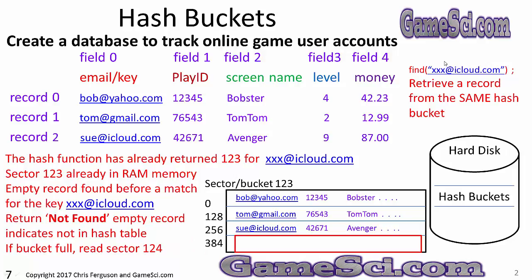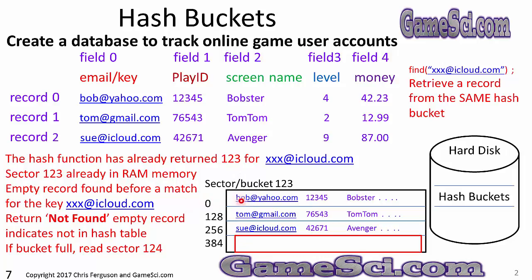Let's do another find. Let's do a find of xxx@icloud.com. We're going to retrieve a record from the same hash bucket, but this time the record's not found. The hash function has returned 123 for xxx@icloud.com. We've got that sector loaded into RAM memory. We're going to linear search it.